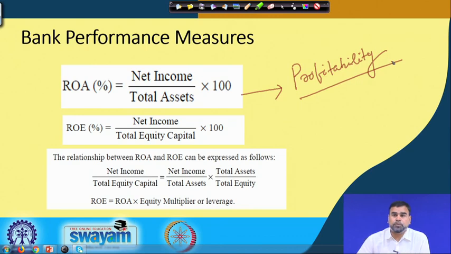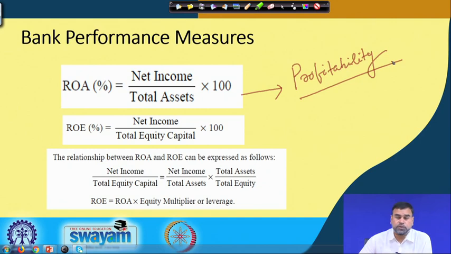Any time we use any kind of proxy for profitability, we always try to measure it through the ROA. The first and foremost important, or most popular, measure of profitability is the return on assets.